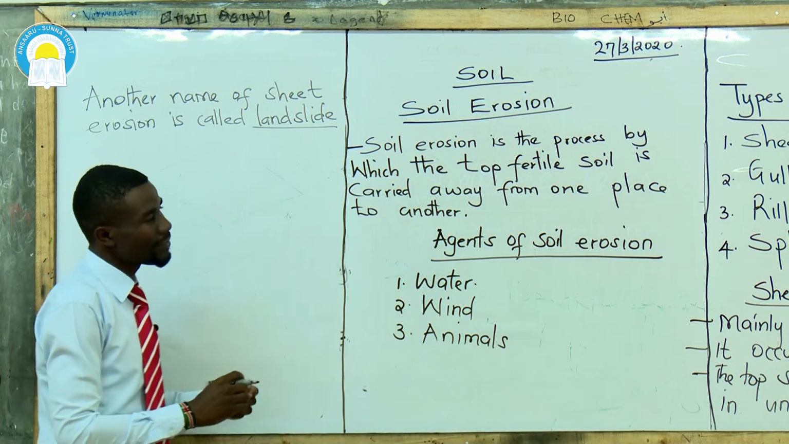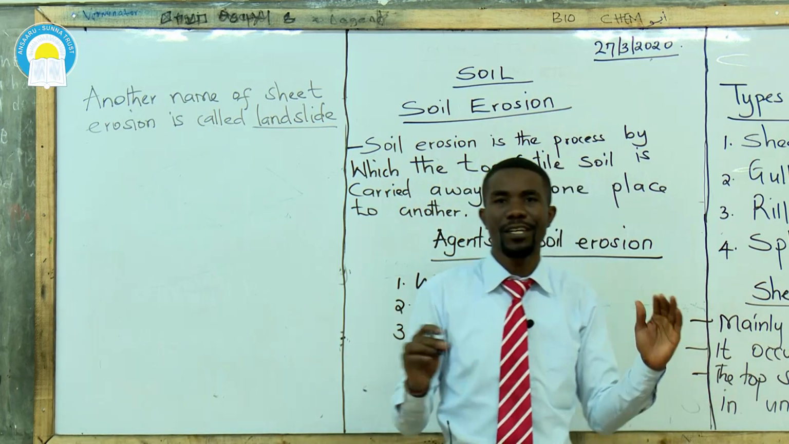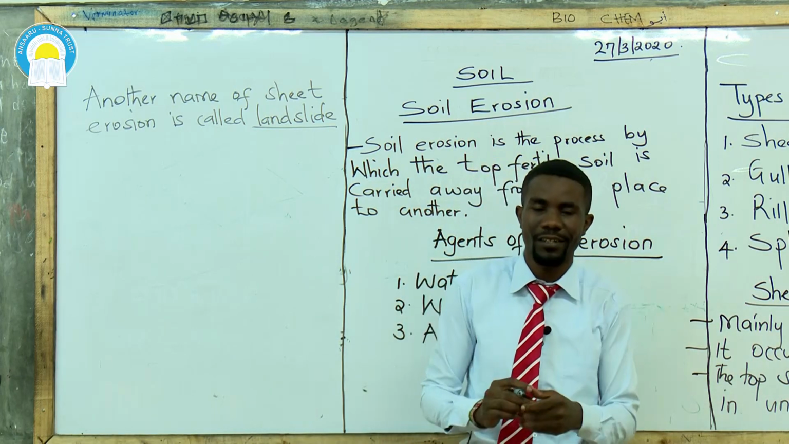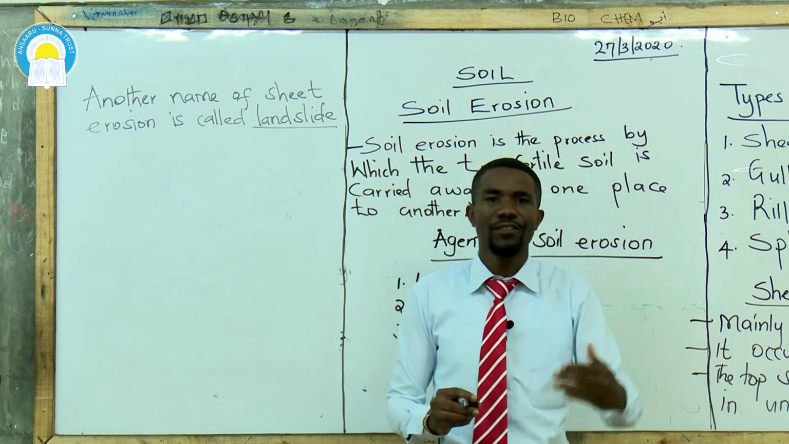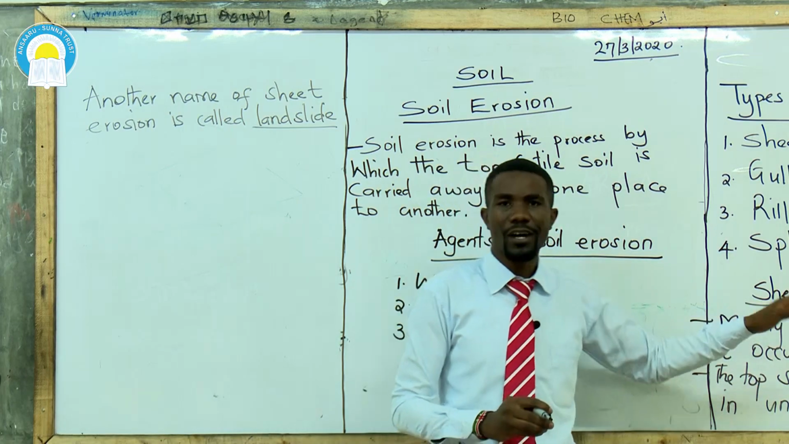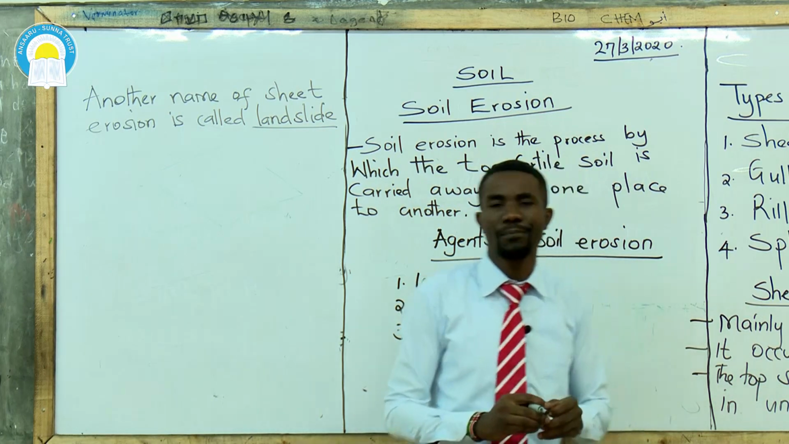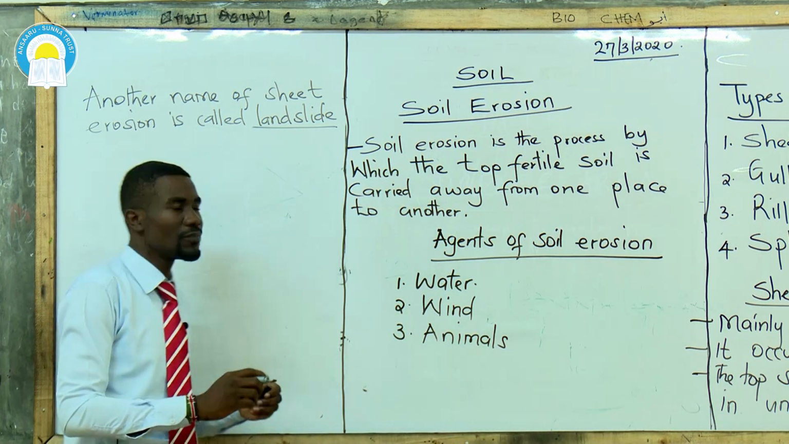Now, as a scientist, you need to know that these soil erosions will interfere with the soil structure. And when the soil structure is interfered with, the productivity of the soil will go down. So as a scientist, you will know how do we prevent this type of soil erosion? How do we prevent sheet erosion?